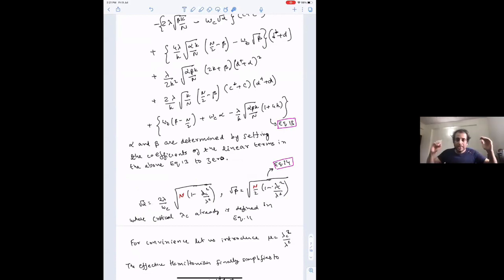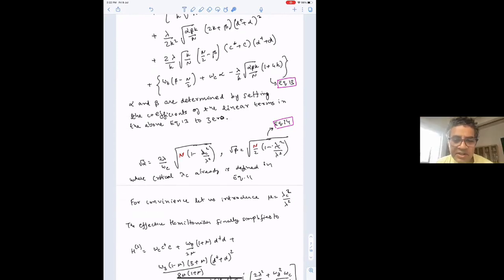So you basically do background plus fluctuations, and then you just make sure that the linear part is zero, and that automatically gives you a value of alpha and beta. And it turns out that alpha and beta are non-zero only when lambda is greater than lambda c. It's a very simple process. You just have to remember that below and above some lambda critical, the physics is different. I hope it is clear.